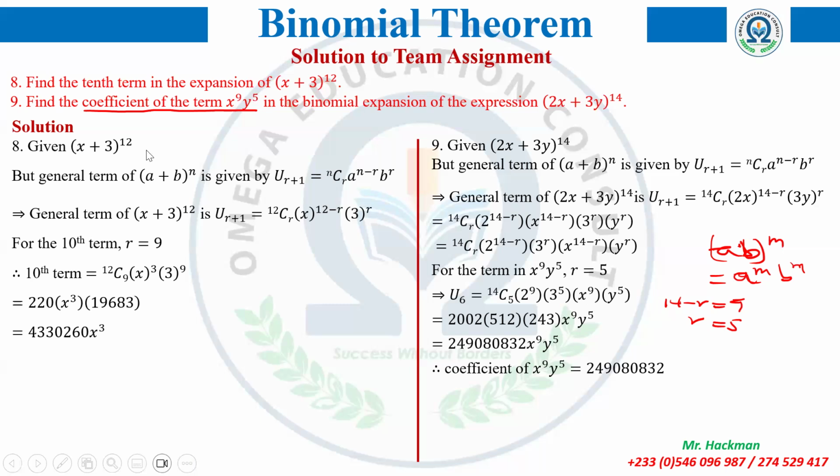The question asks us to find the coefficient of x to the power 9, y to the power 5. So the coefficient of x to the power 9, y to the power 5 is the constant standing with it. And you conclude: therefore the coefficient of x to the power 9, y to the power 5 will be equal to this. So that would be the solution to question number 9.